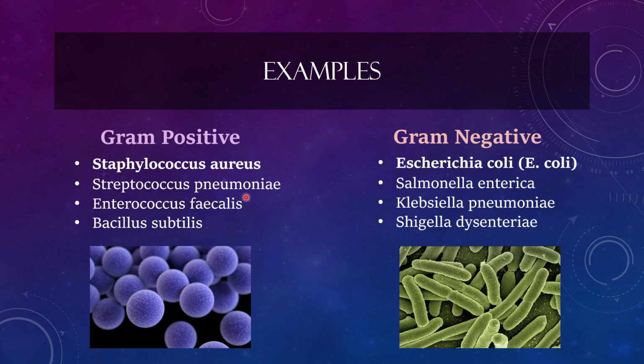Some examples of gram-negative bacteria are the model bacterial organism E. coli. There's also Salmonella enterica, which causes salmonella, Klebsiella pneumoniae, which causes pneumonia, along with Streptococcus pneumoniae. Both of them can cause pneumonia. And then there's also Shigella dysenteriae, which can cause dysentery.